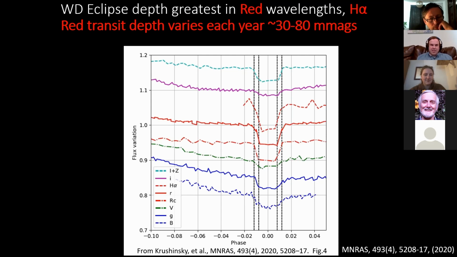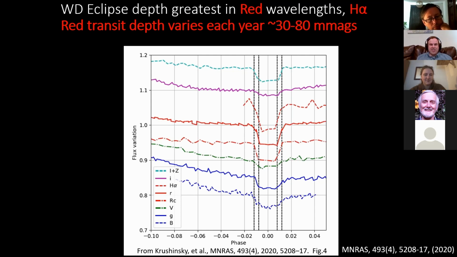But for this particular transit, what happened is the red transits were much deeper than the blue filter transits, or the near infrared filter transit. So there's something else going on here. And it was particularly deep when using the hydrogen centerline filter in the red. So this is interesting. The other thing is that for this star, that red transit depth changes year to year.